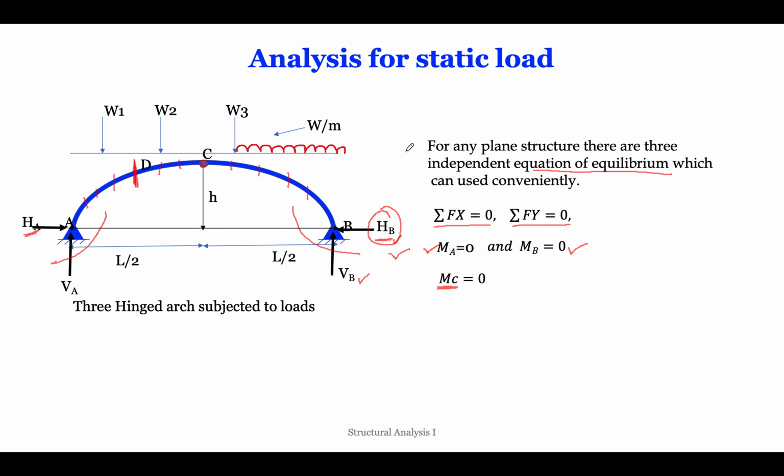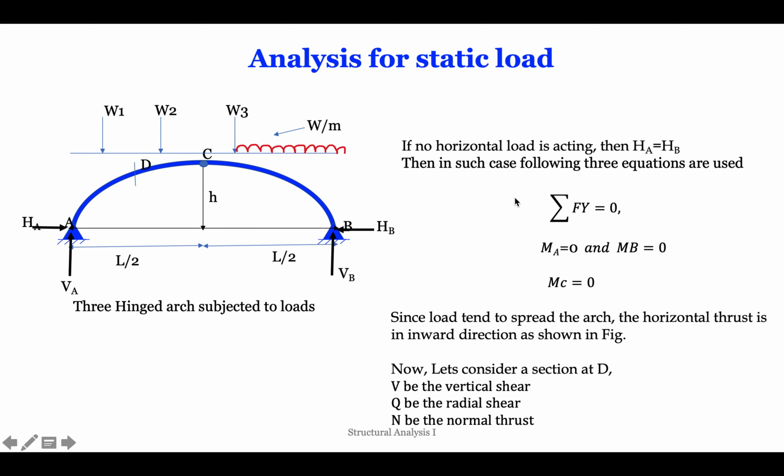Coming to any point: as there are no external horizontal forces acting, our horizontal reaction HA becomes equal to HB, so we consider both of them to be of the same quantity. Now, when we don't use the equation of summation of forces in x direction, we are left with three equations to solve this problem: summation of forces in y direction is 0, moment at A and B is 0, and moment at C is 0.